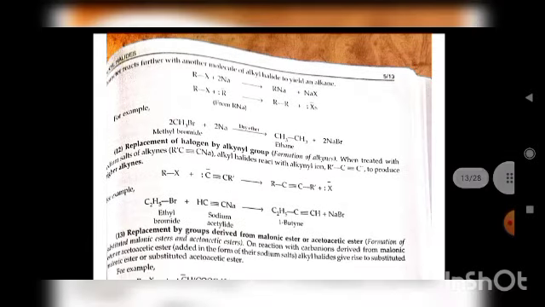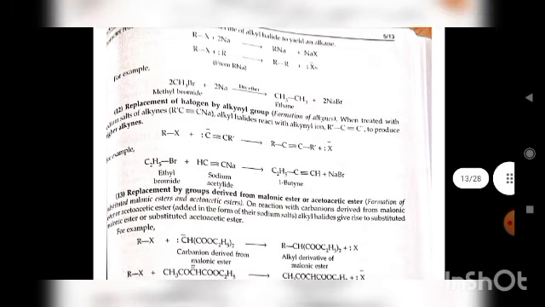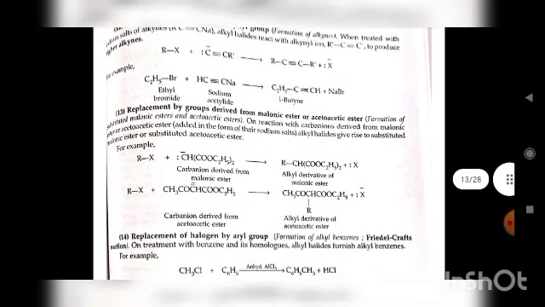Replacement of halogen by alkynyl group. Formation of alkynes. When treated with sodium salts of alkynes, alkyl halides react with alkynyl ions to produce higher alkynes. For example, ethyl bromide with sodium acetylide gives 1-butyne and sodium bromide.